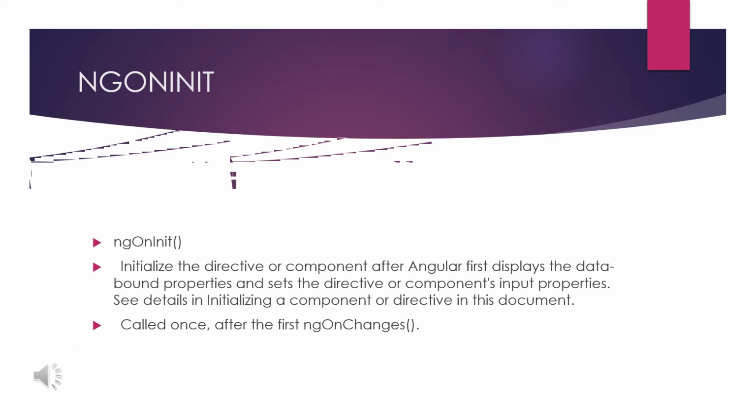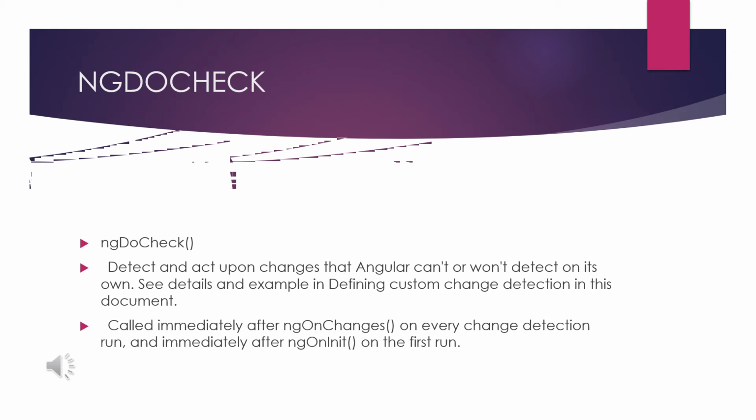ngOnInit is used to initialize the directives and components of Angular, and it will be called after ngOnChanges. ngOnChanges is done, and then ngOnInit. Then it will come to ngDoCheck. ngDoCheck will detect and act upon the changes that have happened.